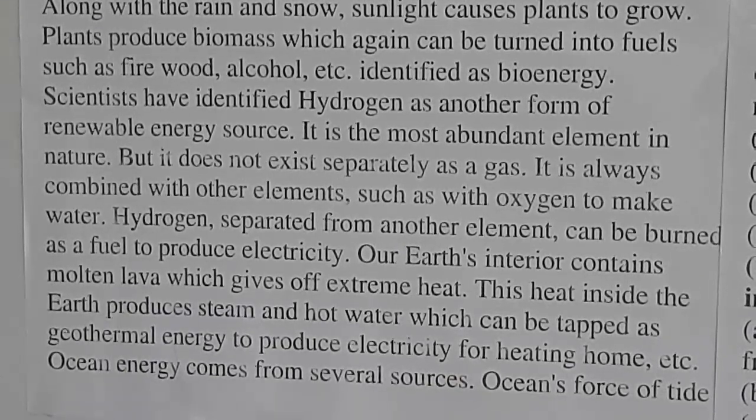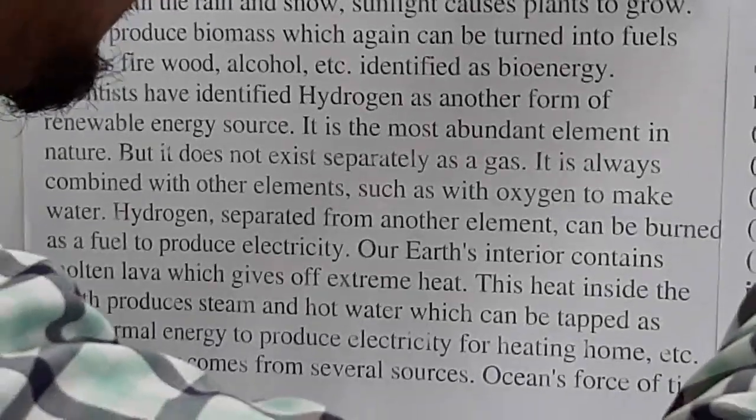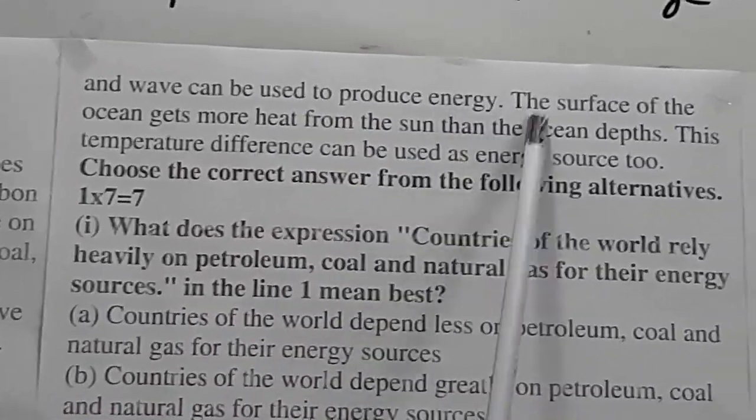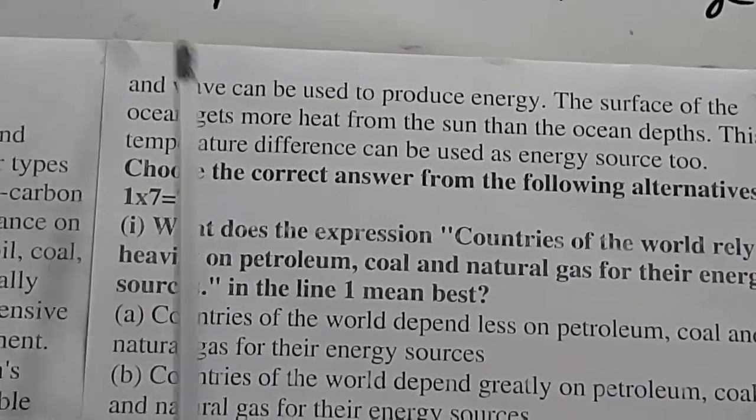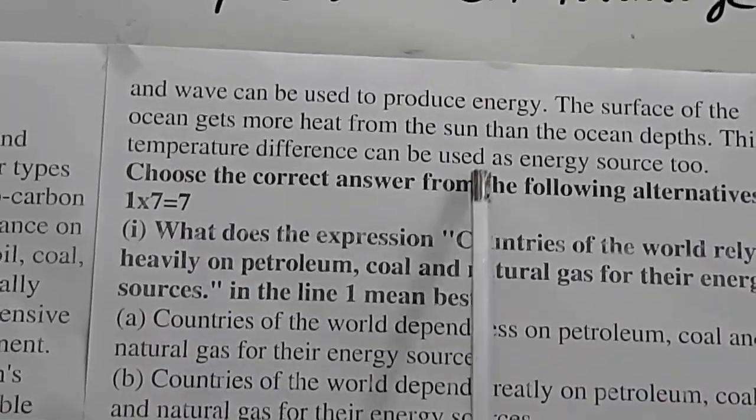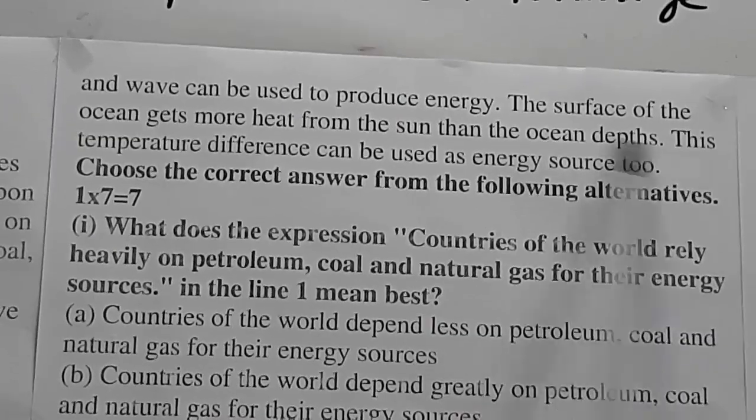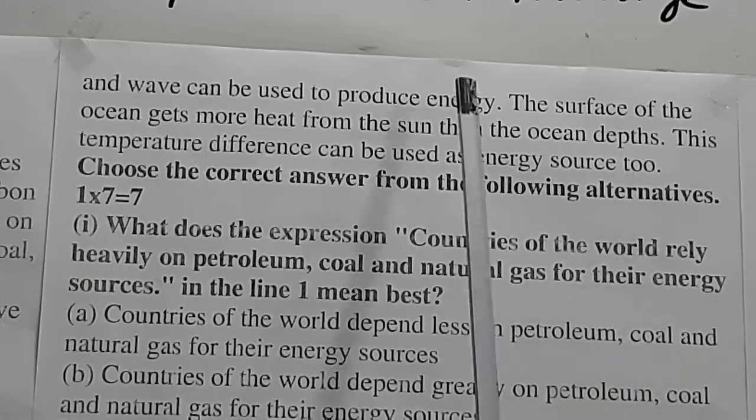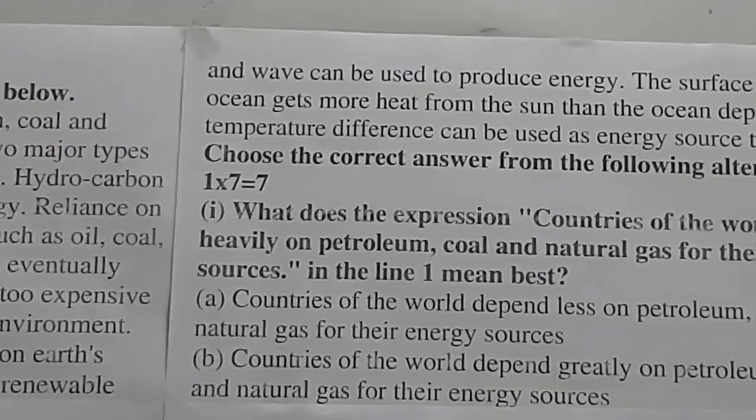Ocean energy comes from several sources. Ocean's forces of tide and waves can be used to produce energy. The surface of the ocean gets more heat from the sun than the ocean depths. This temperature difference can be used as an energy source too. So this portion is about the ocean energy.